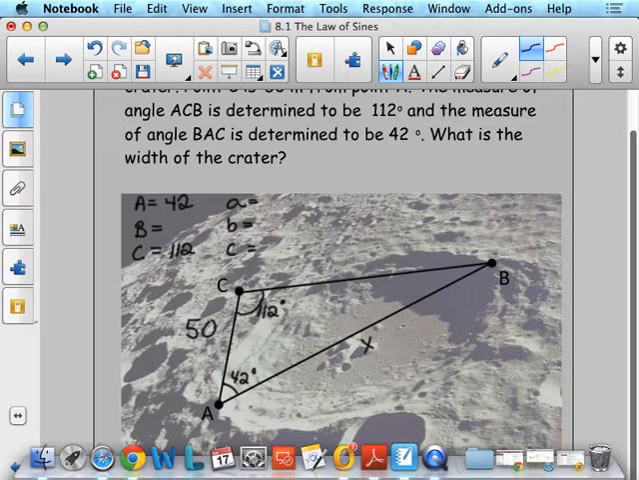Okay, remember corresponding sides are across from their angles. So the side across from A we don't have. The side across from B is 50. And the side across from C is X. So that's what we're looking for.